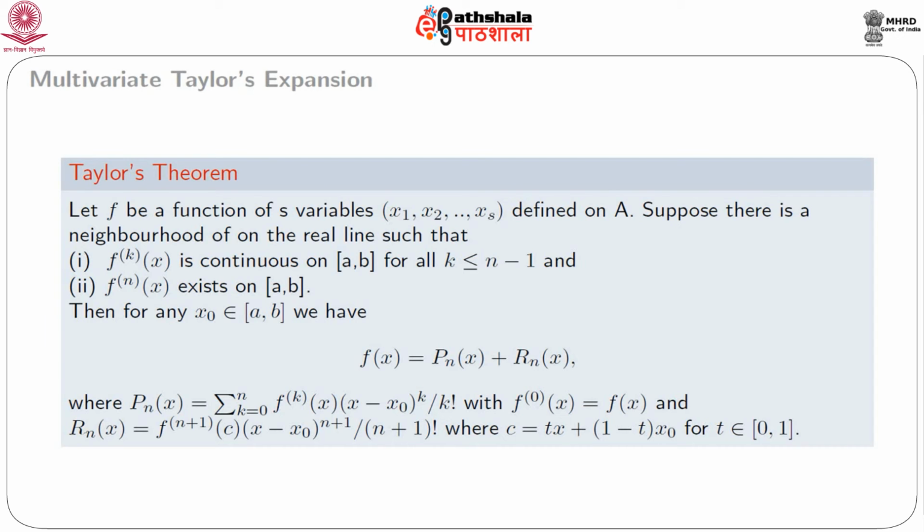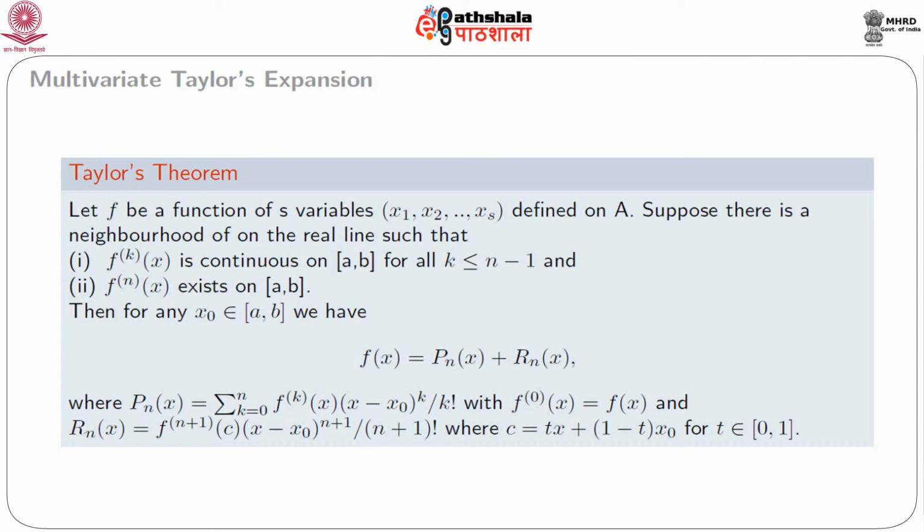plus 1 by (L plus 1) factorial into the operator ((x minus a) transpose multiplied by nabla) to the power L plus 1 acting on f(z), where z is as before a linear convex combination of a and x, that is z equal to (1 minus t) multiplied by a plus tx for some t belonging to (0, 1). However, Taylor's expansion of second or third orders are most useful in practice.